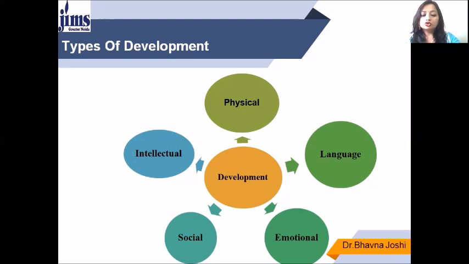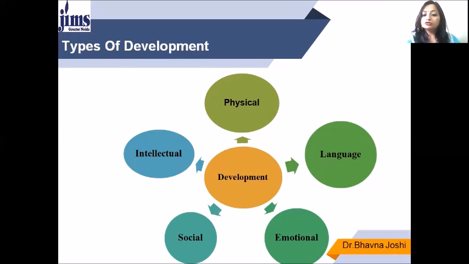Then language development. As we all know, language means communication, that is learning of language for communicating with one another. So we will be discussing that in language development. Then it comes to emotional development. Emotional development is where we will talk about the evolution of various emotions in that particular stage and the emotional behavior which is developed at that particular stage.